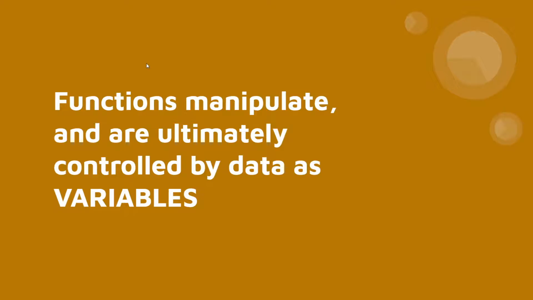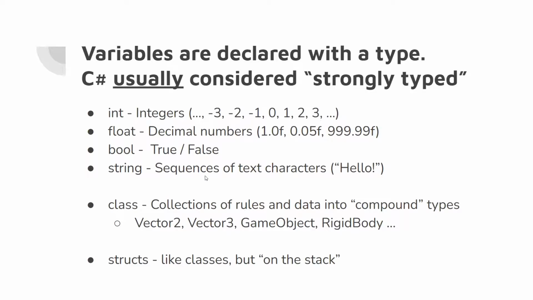All right. So we have the idea that we're going to have these functions or methods in there that are ultimately going to be controlled by data as variables, or they're going to manipulate variables or the things in there. So let's consider what is a variable. What are variables in a generic sense, and then more specifically a field or a property and so on.